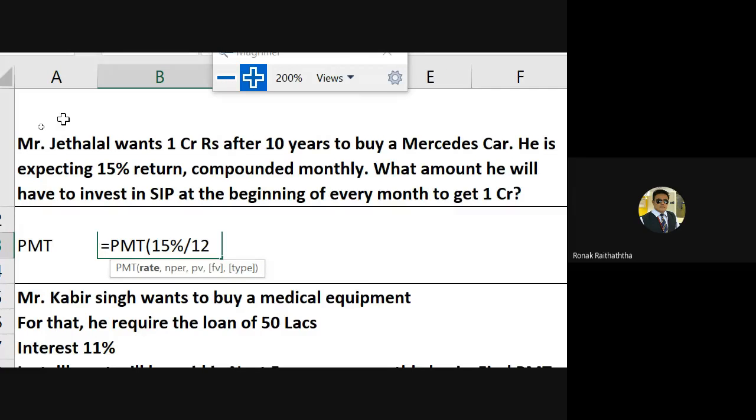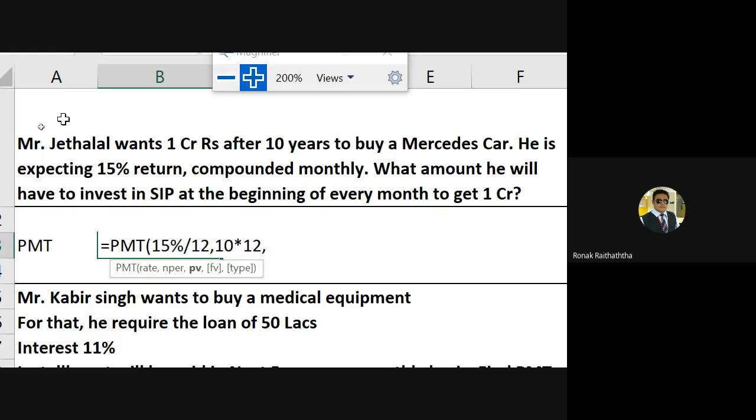So we are finding the PMT on a monthly basis, and he is expecting 15% return for the entire year. We need to convert it into months based on the requirement of the sum, right? Comma, number of periods for which he will make the investments: 10 years, and in every year there would be 12 months. So he would make the investment for 120 periods, or I may just write 10 multiplied by 12, comma.